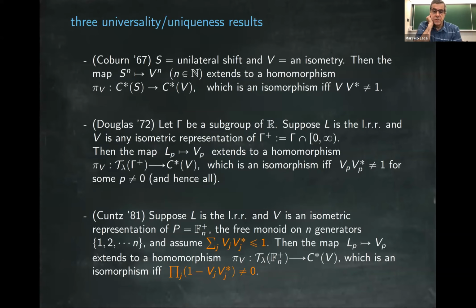And that homomorphism is an isomorphism if and only if the other isometry that you took is not a unitary, it's a proper isometry. So VV star is not the identity. So that result is not exactly the way Coburn formulated it, but it's equivalent to the way he stated it. So I'll rephrase it in the next slide.